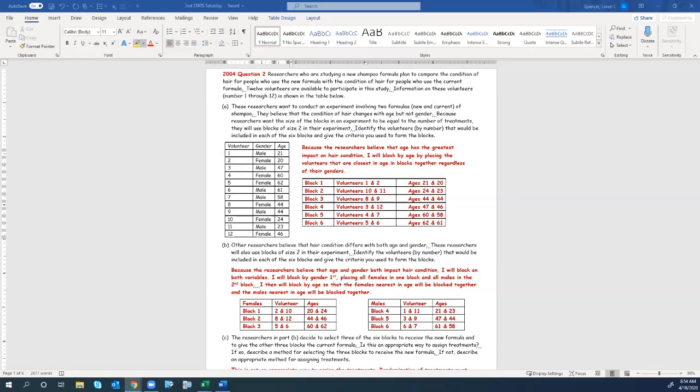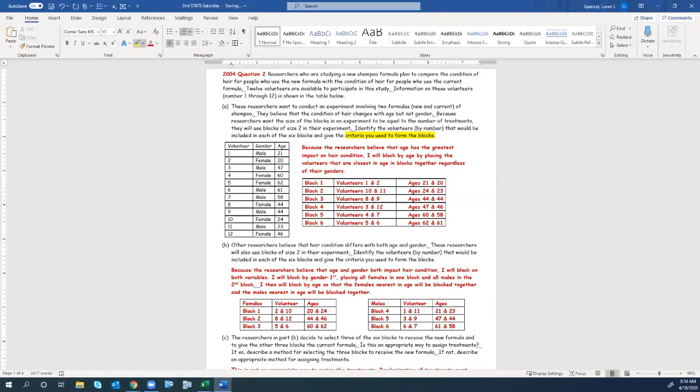And then this next part is the part that I think a lot of people mess up on, or they miss, because most everyone does pretty well on getting the blocks right, which I think is really exciting. But some people miss the second part of the question, which is give the criteria you use to form the blocks. And they go, well, I said I block by age. Well, that's good that you're blocking by age, but that only gets you partial credit. To get full credit, you have to say why you're blocking by age.